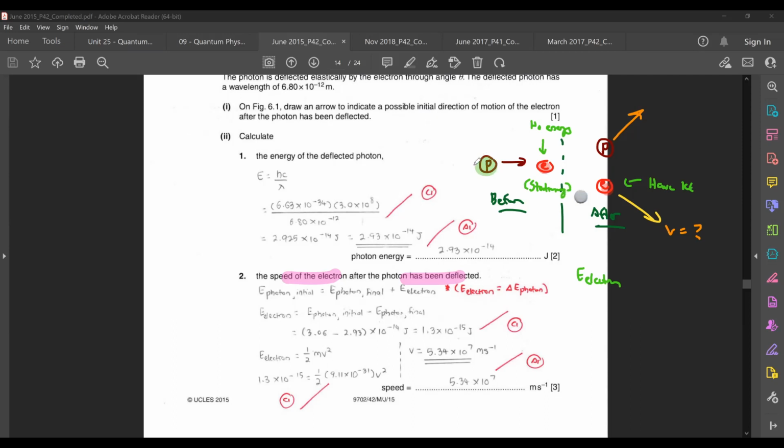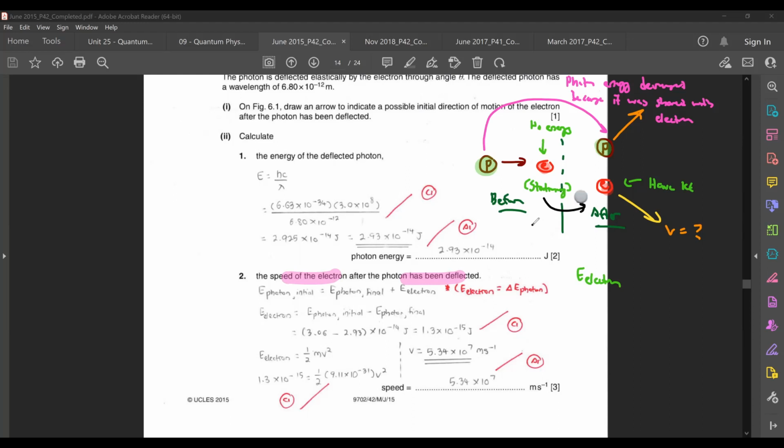Your photon actually gave some of its energy to your electron. And then after it gave some of its energy to your electron, the photon energy decreased. So let me just write something here. From here to here, your photon energy decreased because it was shared with the electron.